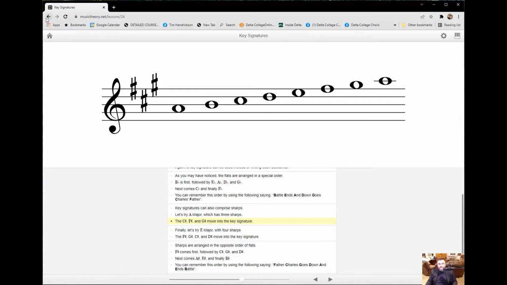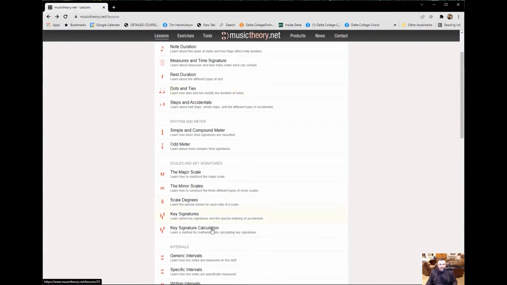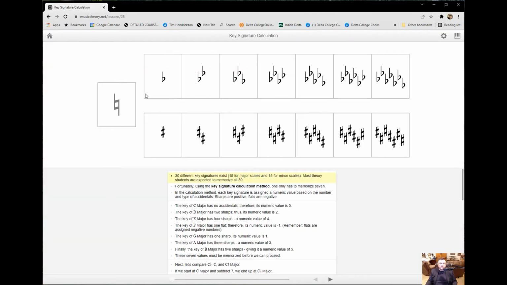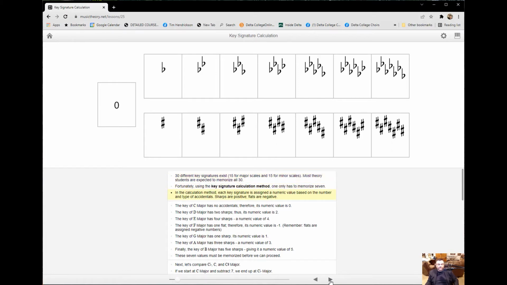And then there is also something called key signature calculation. I would encourage you to take a look at this. This is identifying key signatures by their number. And I'll give you a little bit of a hint here. Most professional musicians will do that. They will look at the number of accidentals in the key signature. If there aren't any accidentals, then that tells us, oh, okay, that's the key of C. If there's 3 sharps, it tells us it's the key of A. If there's 6 flats, it tells us it's the key of G flat. It's just something that we memorize and utilize quite a bit. That's okay for you if you have the time to do that.